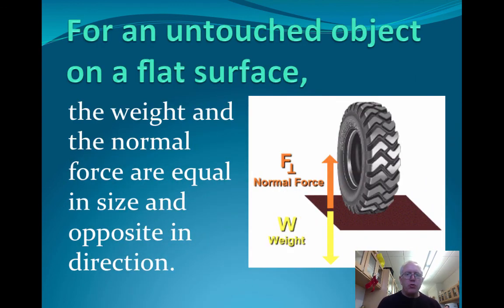Okay, so if you have an object that is sitting on a flat surface, untouched or otherwise, the normal force and the weight are going to be equal but in opposite directions. They're going to balance out. So the weight pushing down will be balanced out by the normal force pushing up. So that's the idea of the normal force. Okay, so let's see what we got going on here.